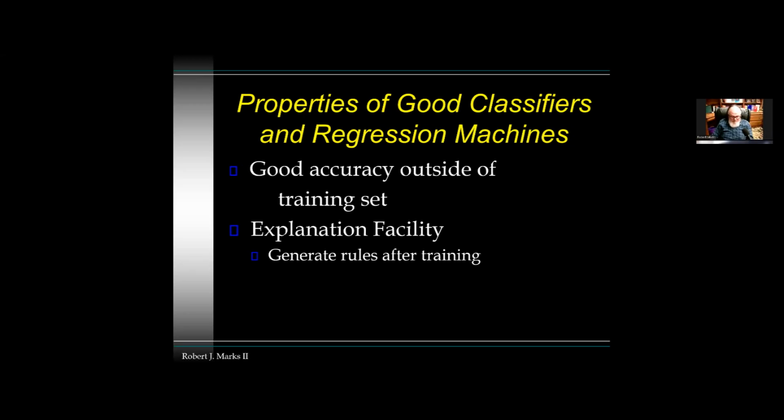So that was something the judge didn't like. He said, you have to tell me why. You just can't say the neural network did it. You have to have an explanation facility. You have to be able to tell me the reason why.